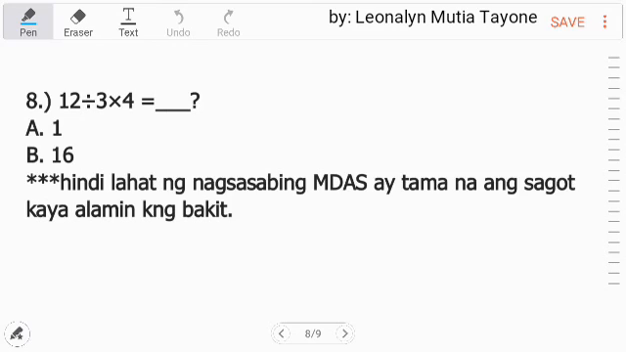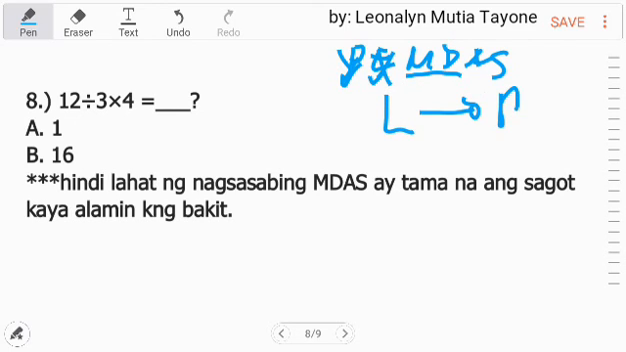Next, number 8. 12 divided by 3 times 4. Again, may dalawang operation ang andito. May division at saka multiplication. Sa order of operation, ito yung step 1, walang parenthesis. Step 2, exponent, wala. So, ignore mo yan. Next, multiplication and division ang nandito. Sa step number 3 na multiplication and division, they rank equally, meaning we will solve them from left to right.